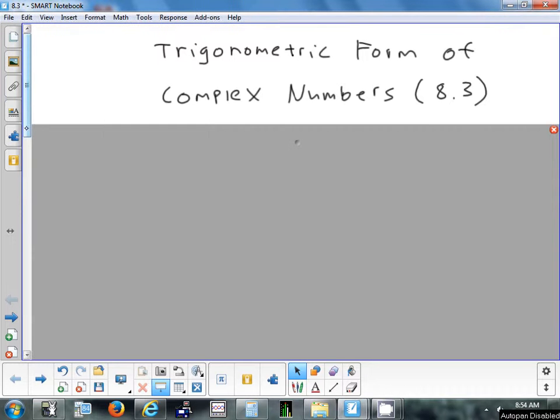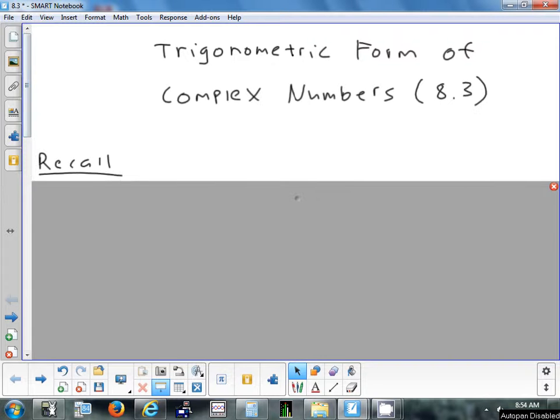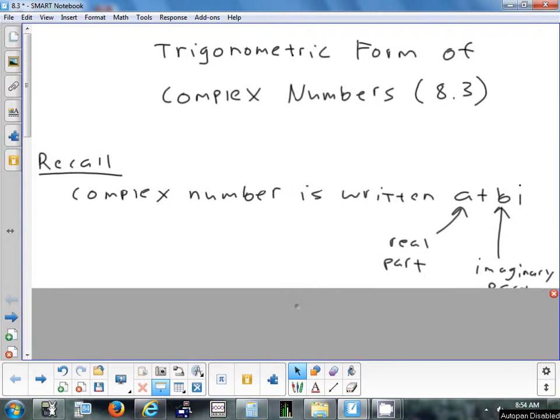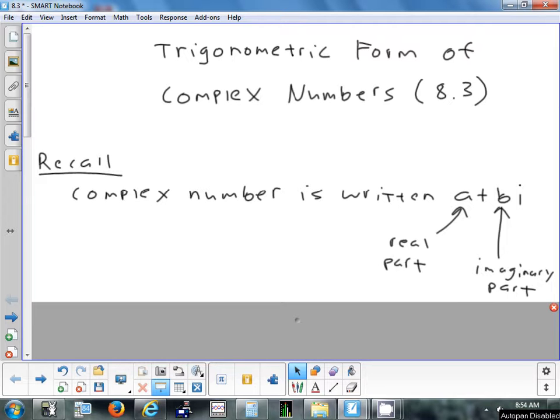Right, so our second section for this week is 8.3, which is on complex numbers. Specifically, writing complex numbers in what we call trig form. We're used to working with complex numbers in standard form. This is the standard form of a complex number.